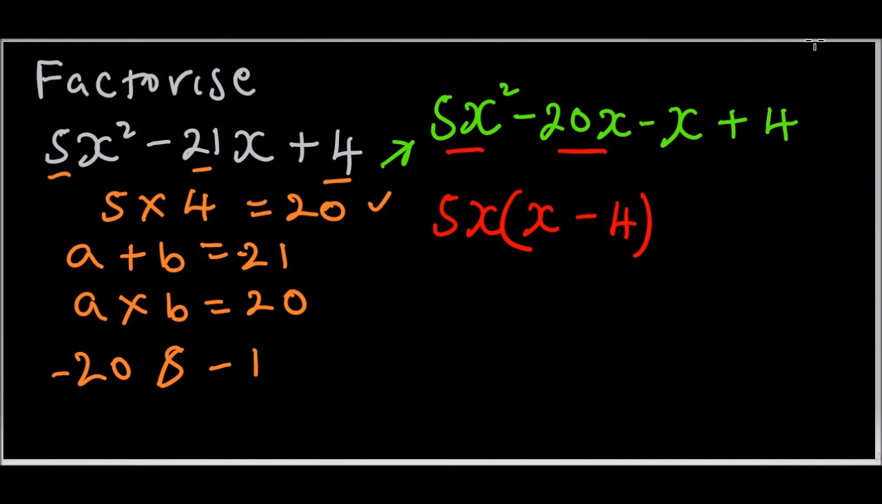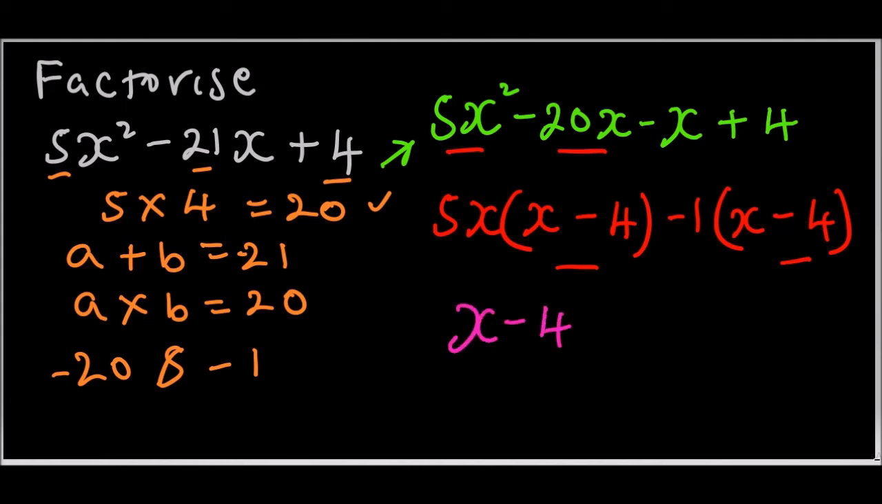Because we want what is left inside the bracket to be the same as this one, what we do is we factor out minus 1, and that is going to help us to make x positive and 4 negative. If you open the bracket, you'll get minus x, and minus 4 times minus 1 is positive 4. So we have not changed the expression. So we factor out what is common here, and we should be able to get x minus 4 is common, and what we are left with is 5x minus 1.